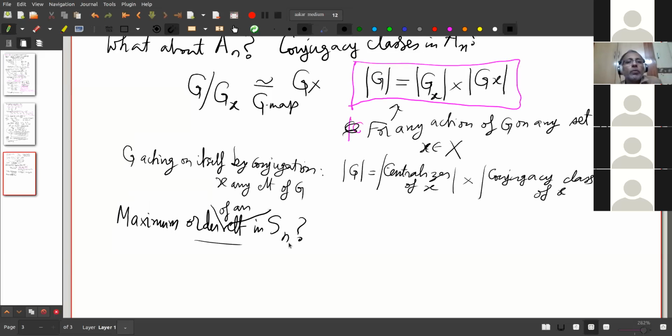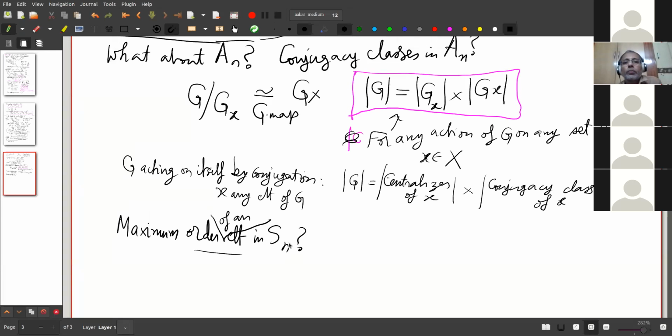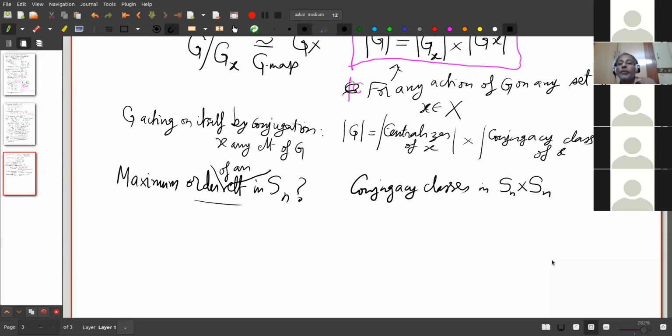Any other questions you want to discuss? So suppose we can extend this: instead of taking single groups, if we take the Cartesian product of two groups and find the conjugacy classes in S_n cross S_m. Very good. So conjugacy classes in S_n cross S_n. Okay, let's try that. S_m are different, different m. Okay, very good.